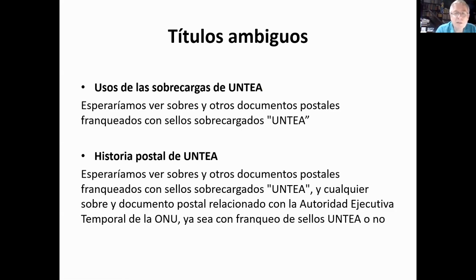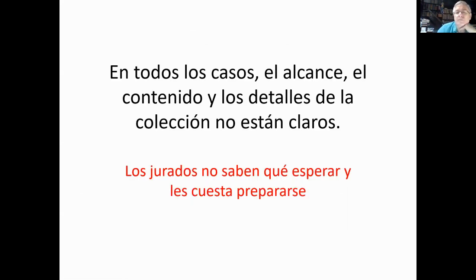Now, that same exhibit has also been presented under the title of Postal History of UNTEA. Same exhibit, change of title. But in that second title, you would expect to see a somewhat different range of material than shown in that first exhibit. So not only is it necessary to be careful how you describe your exhibit, but you also need to avoid any possibility of having a title that could be misunderstood. And next.